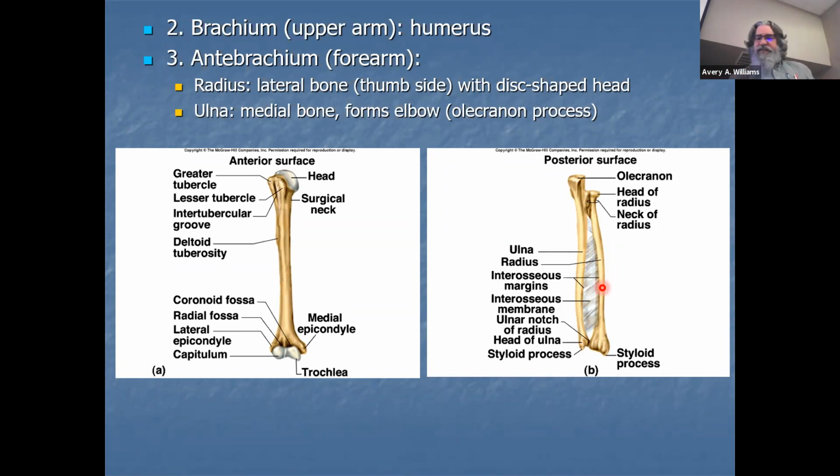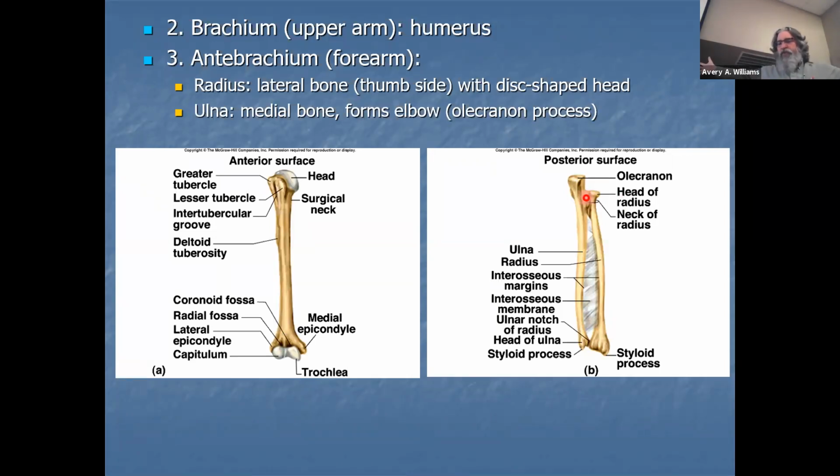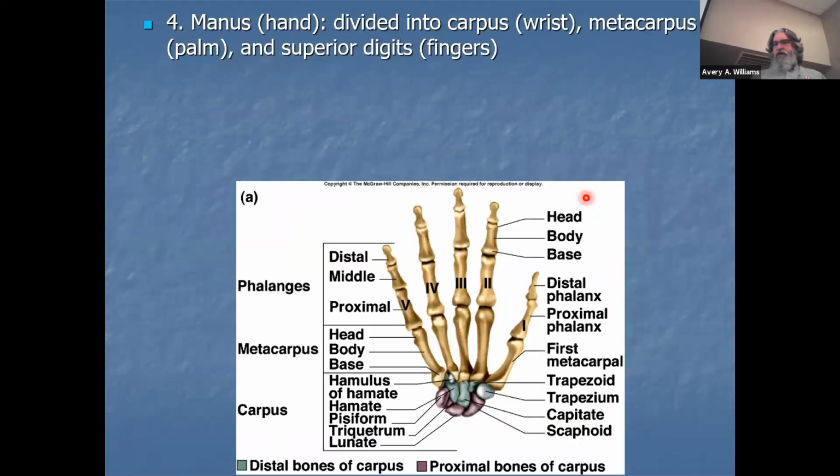What allows it to move like that is the head on the radius, which is a nice disc shape, and it moves. And so the radius actually, when you pronate, I don't know if you can see me doing this. Pronate your hand. It's called pronation. The opposite is called supination. You pronate, do that. The radius crosses over the ulna. So in the anatomical position, the radius and the ulna are parallel to one another. But when you pronate your forearm, the radius crosses over the ulna. The ulna does not move. Only the radius moves. There you go.